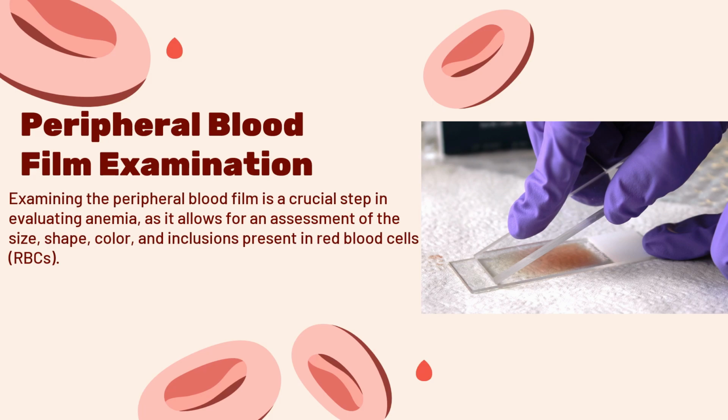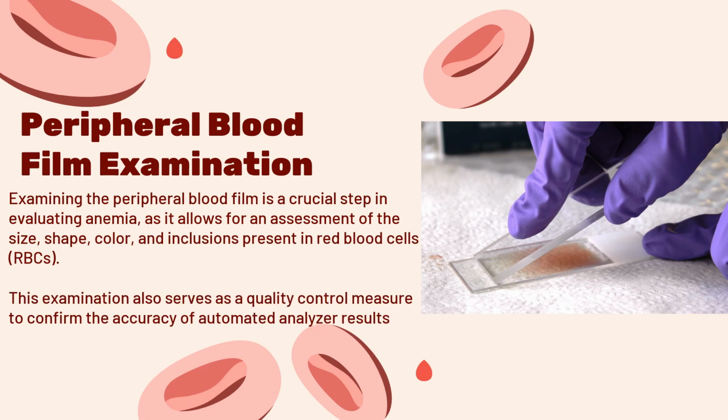Peripheral blood film examination. Examining the peripheral blood film is a crucial step in evaluating anemia, as it allows for an assessment of the size, shape, color, and inclusions present in red blood cells, RBCs. This examination also serves as a quality control measure to confirm the accuracy of automated analyzer results.